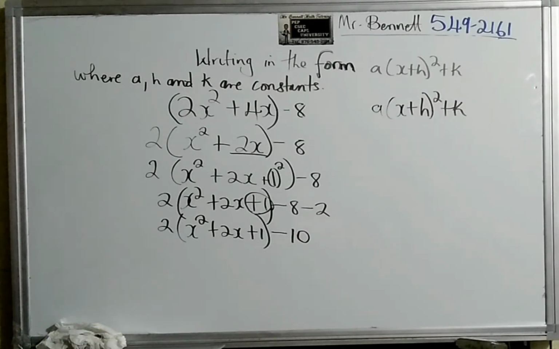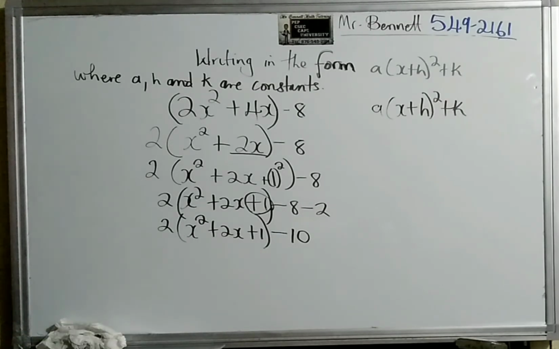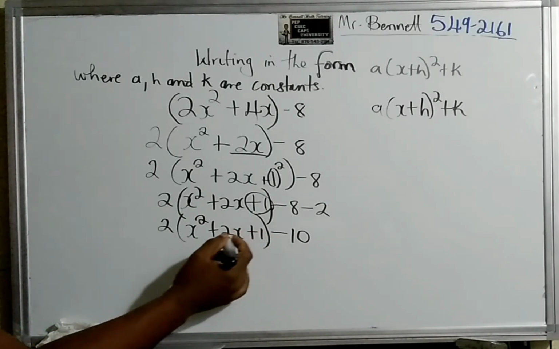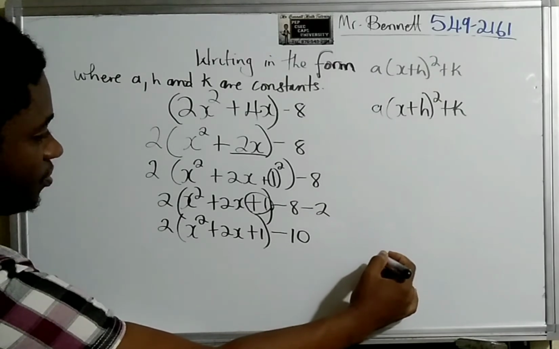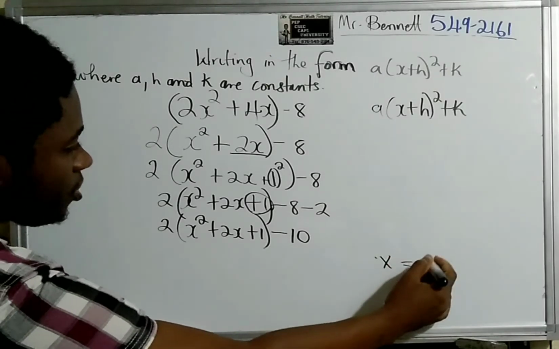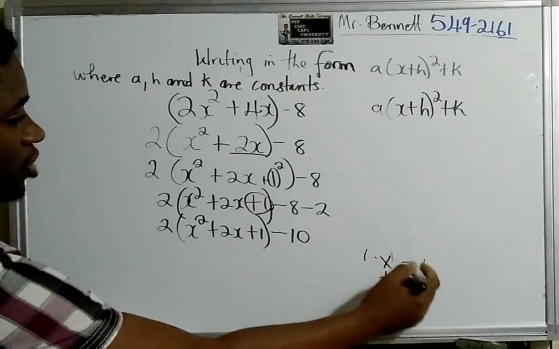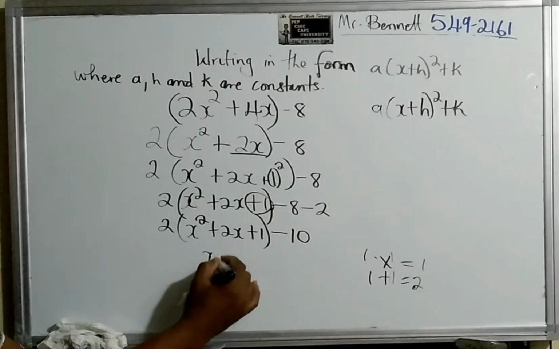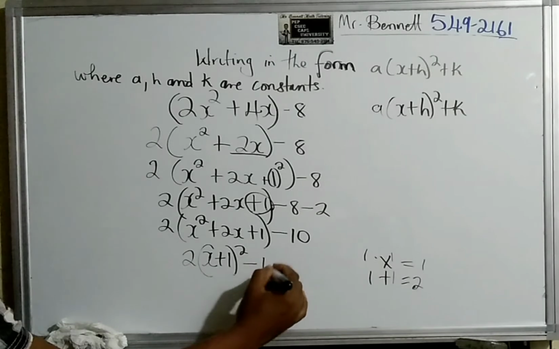We're not finished yet guys, almost. We need to factorize this. And if you do not know how to factorize, go back to my channel. So we need two numbers: when we multiply them, it gives us 1, and when we add them, it gives us 2. So 1 times 1 is 1, and 1 plus 1 is 2. So therefore it will be 2(x plus 1) squared minus 10.